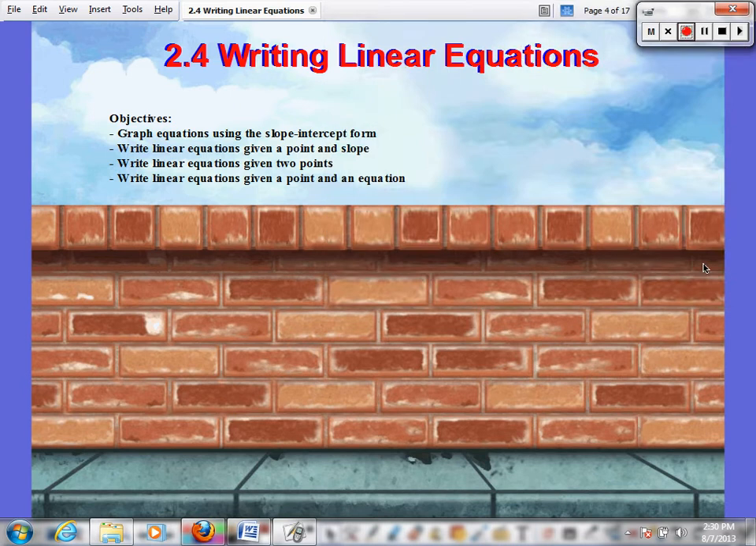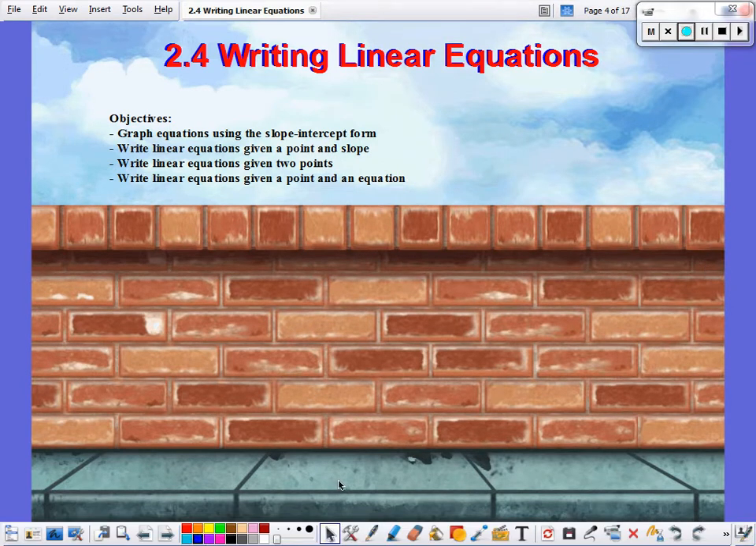Here in 2.4, we're going to be taking a look at writing linear equations. We have really 4 objectives. You can see 3 of them are very similar to each other. But what you'll take a look at here is objective number 1, graph equations using the slope-intercept form. So that'll be something, hopefully some review there for you.